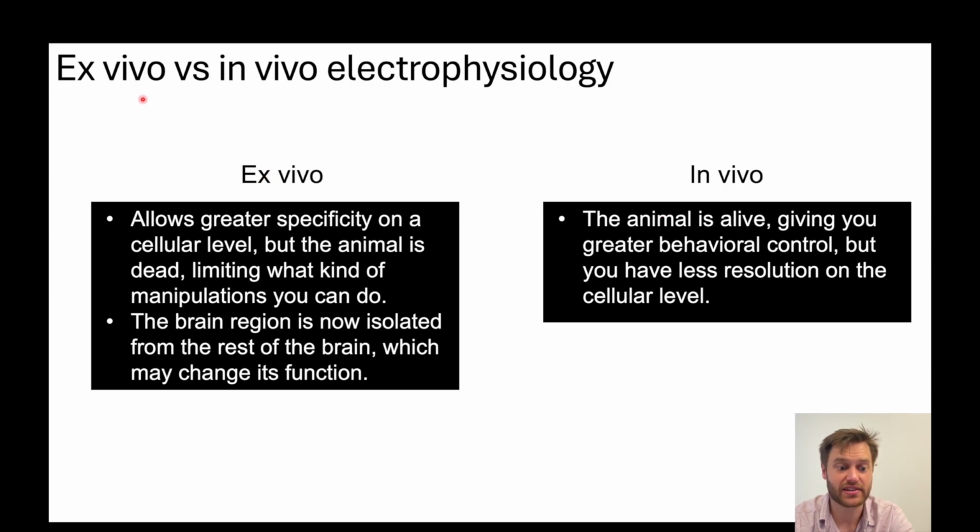Ex vivo is electrophysiology done on a singular cell that is outside of the rodent, whereas in vivo electrophysiology is done on multiple cells in an alive rodent. So you should also use this slide, these 3 bullet points, these 2 for ex vivo and this one for in vivo, as your studying parameter for this section of the exam.